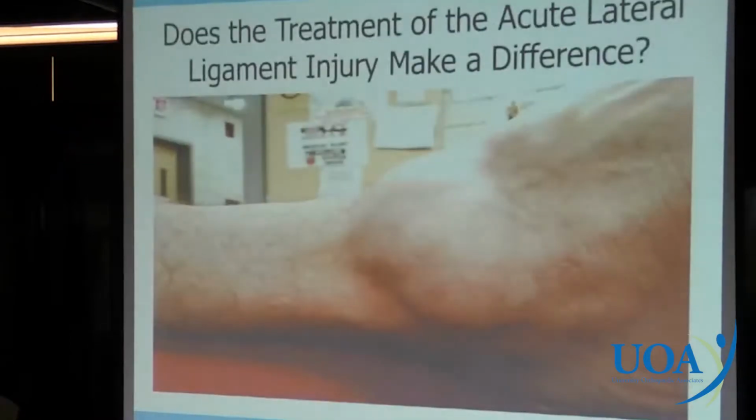But the real question is, does the treatment of lateral ligament injury make a difference? I mean, do we make a difference in getting these kids back or not, or is it just a matter of time?